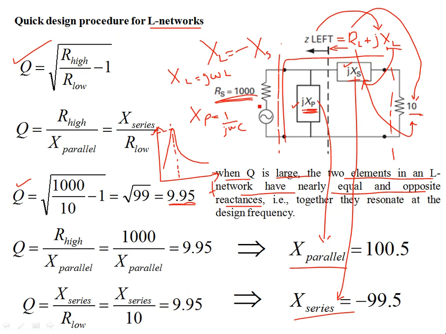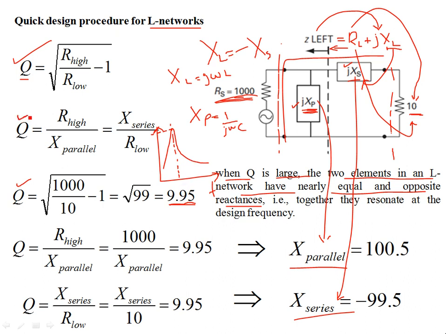So it turns out that if your source and load impedance are very different, the difference is high. That means this ratio is high, and then your quality factor turns out to be a high Q, so you have a narrow band match at the desired or design frequency.